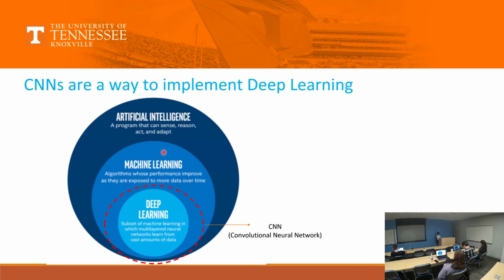Now, this is the entire overview of what we learned. This is how these fields are divided, from artificial intelligence, which is an automatic program, to machine learning. And machine learning is where algorithms improve as they're exposed to more data over time. And then we are onto deep learning, where we have a lot of neurons, as I talked about in the previous slide.